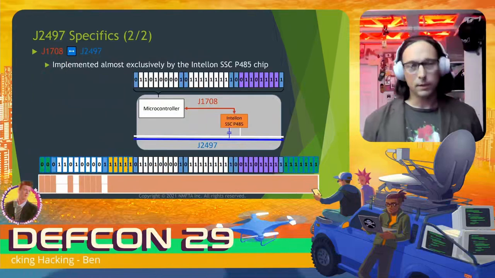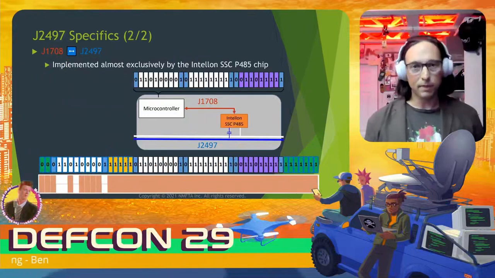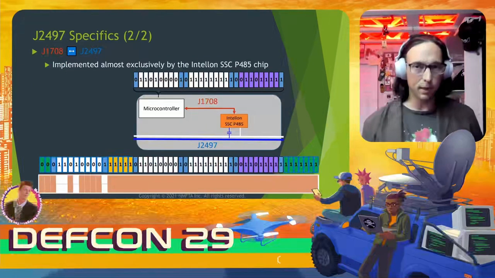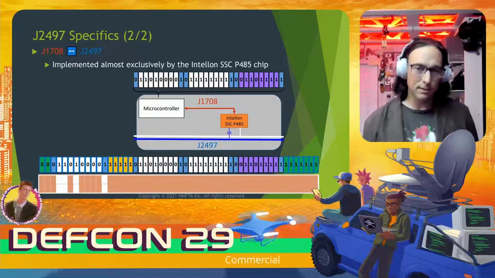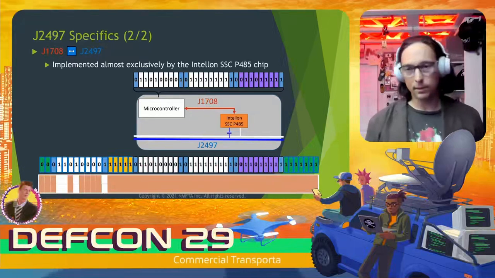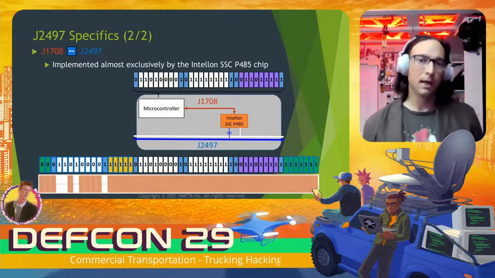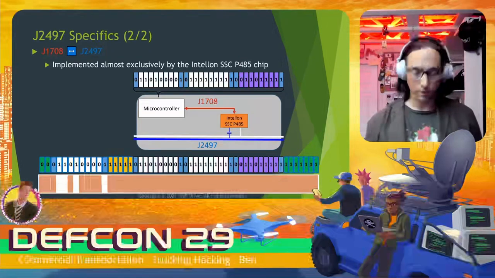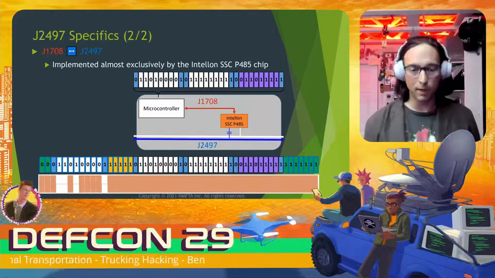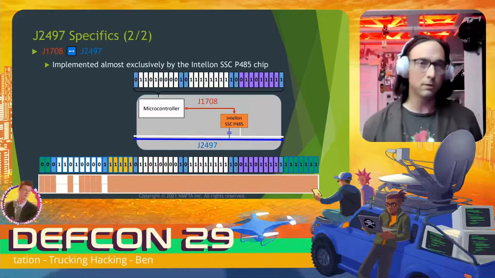The way it works is it's almost exclusively implemented by the Intellon SSC P485 chip, which adds a preamble and sync bits around the beginning and the end of J1708 messages. And this is a bidirectional switch. You can also see a time domain plot at the bottom of the kind of chirps that it puts together.